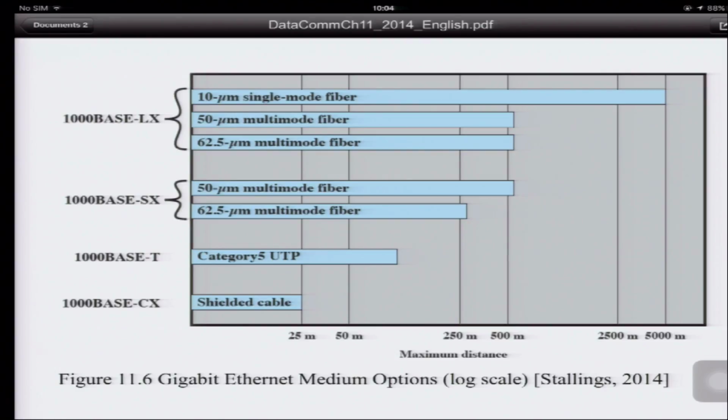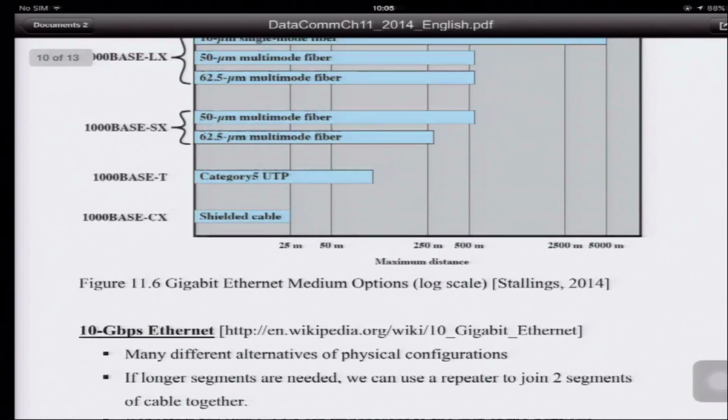For the SX, this is a shorter distance. So in the SX, you use multi-mode fiber, and go to about 250 meters or 500 meters. For the 1000 base T, T is the unshielded twisted pair. This one uses category 5 UTP. This is less than 250 meters, so shorter. And then CX is the shielded cable. This one we can go up to only 25 meters.